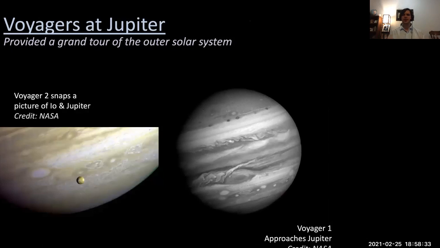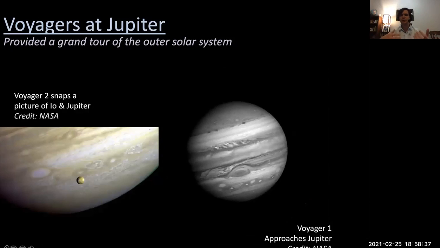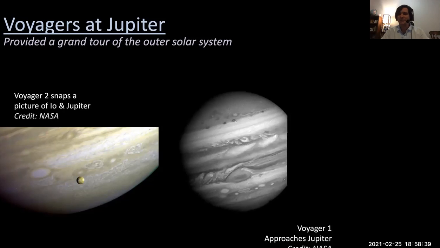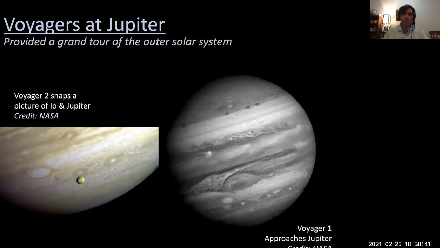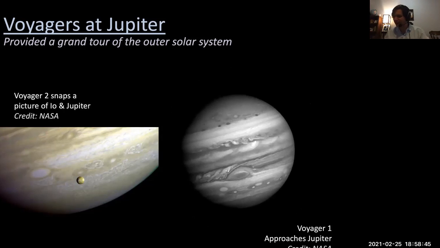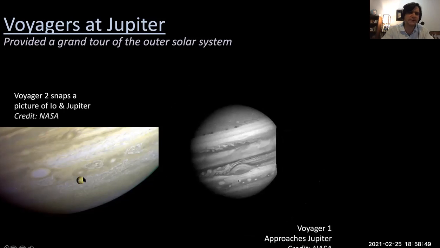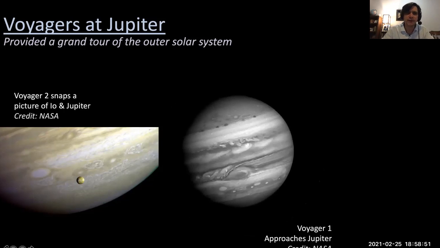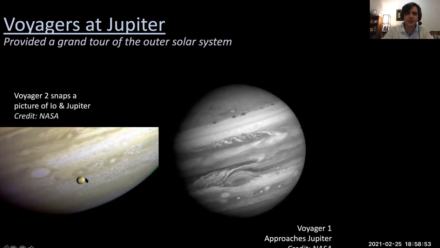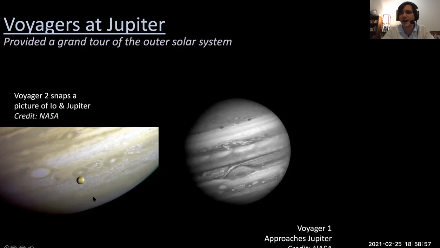So at the Jupiter encounter, this is Voyager 1 approaching Jupiter. You can see the swirling of the Great Red Spot. Remember that this is way back. So it's the Jupiter encounter, we're talking about 1979. And here's just one of my favorite pictures of Jupiter. Voyager 2 took this picture. This right here is the innermost Galilean moon of Jupiter called Io.